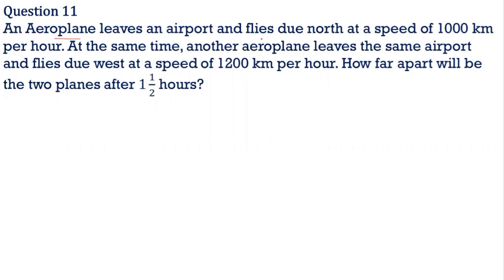Now see here, an aeroplane leaves an airport and flies due north at the speed of 1000 km per hour. Another aeroplane flies due west at a speed of 1200 km per hour. One flies to north and one flies to west at the same time. You know about direction. This is east, west, south and north.